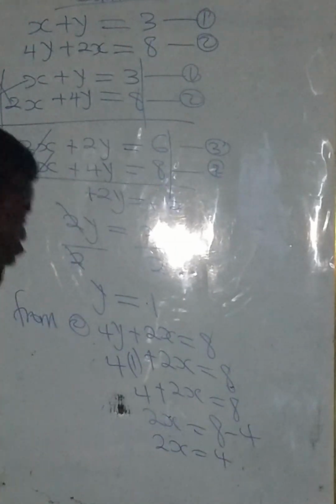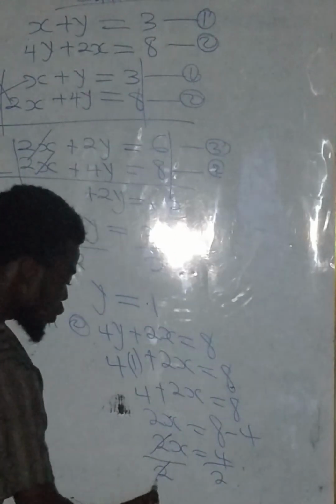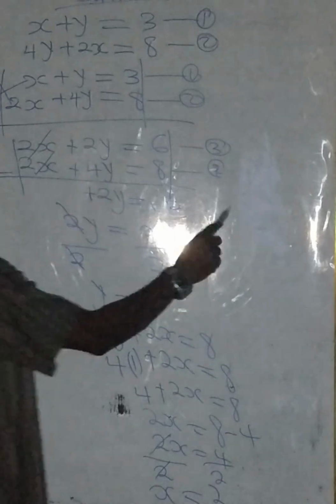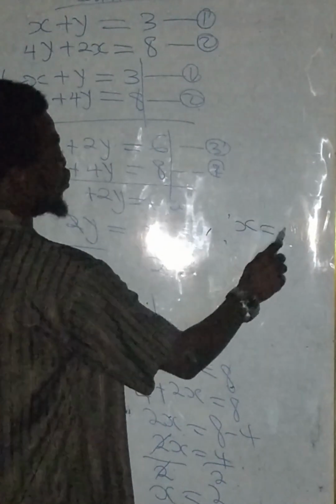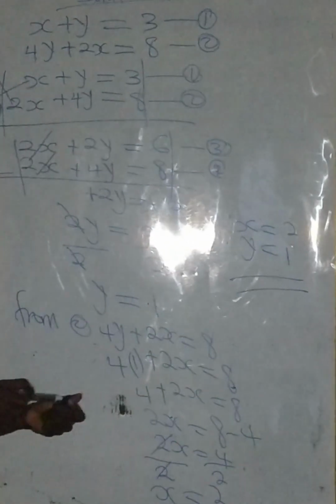4, right? So to find the value of x here, divide both sides by 2. So this and this we cancel, and x here is now equal to what? We have 2. So therefore, x is equal to 2, y is equal to 1. That's how we solve. I hope you're okay with this one, right?